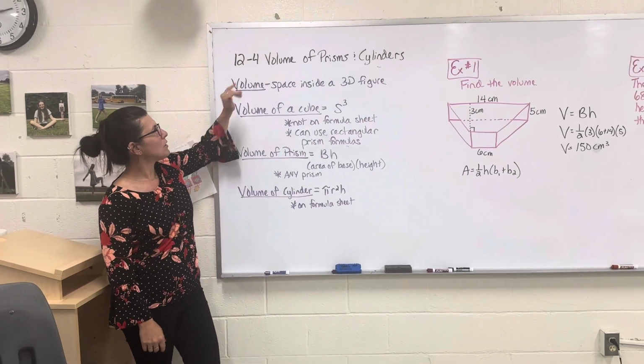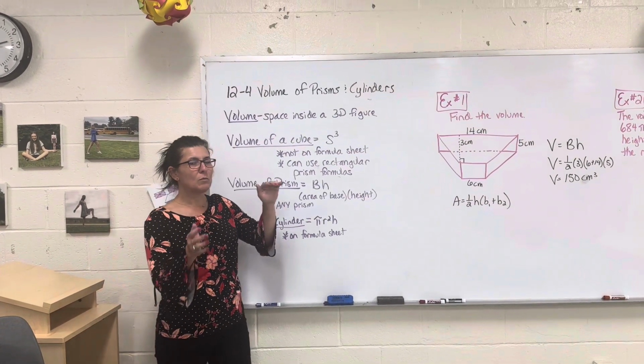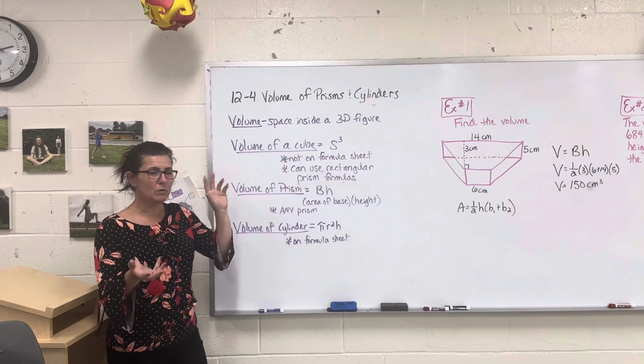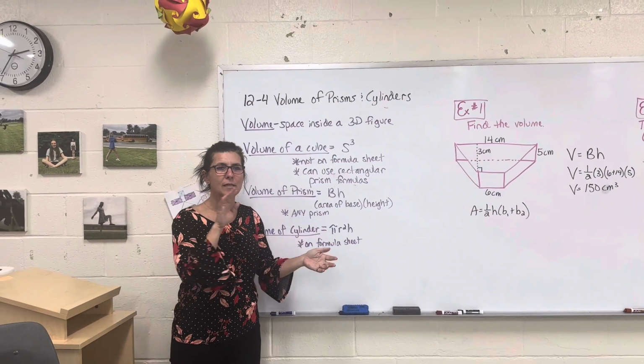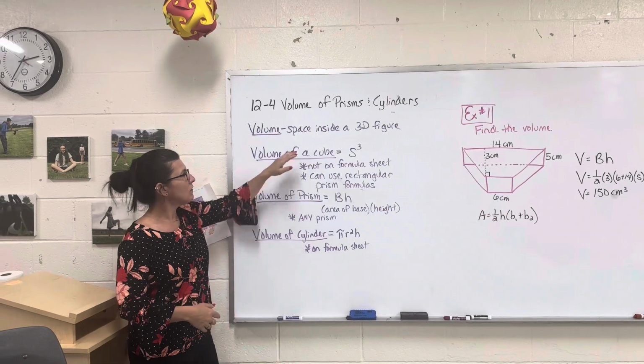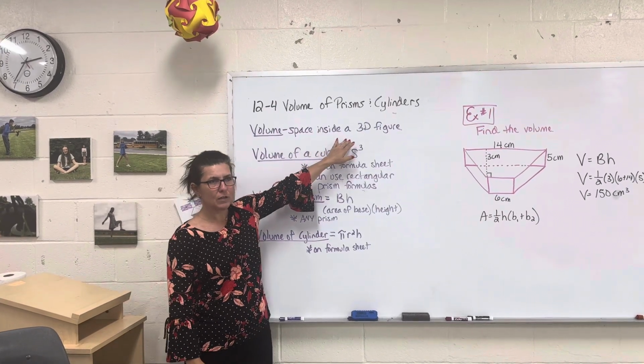Okay, 12.4, volume of prisms and cylinders. We're moving from surface area to volume. Remember, surface area was the area of all the pieces that make up the figure added together. Volume is the space inside a 3D figure.